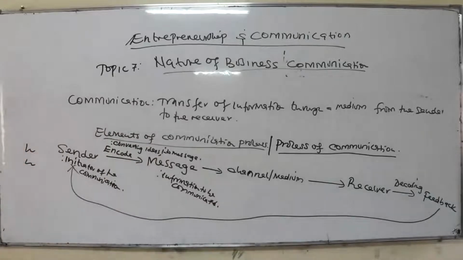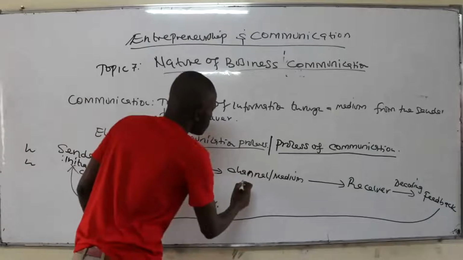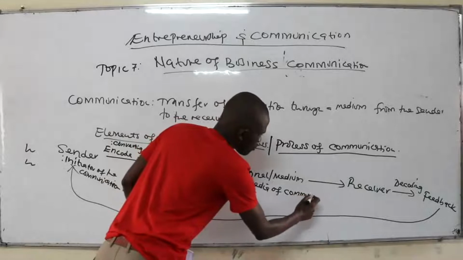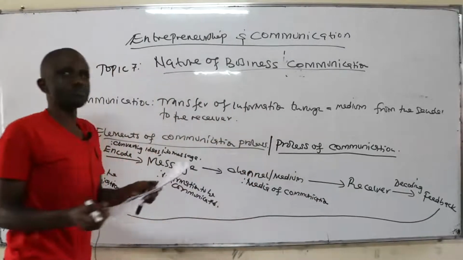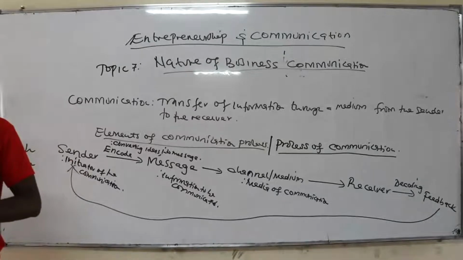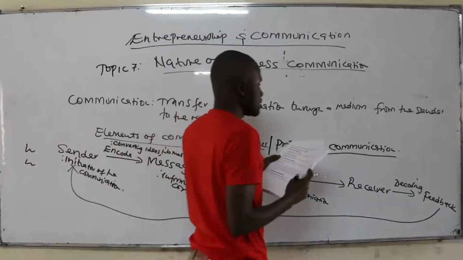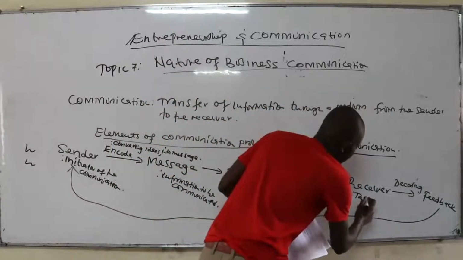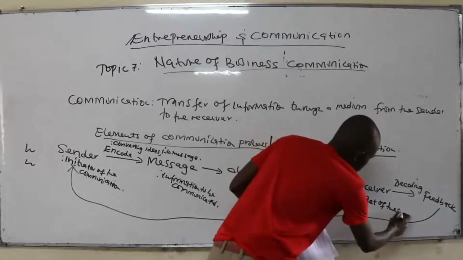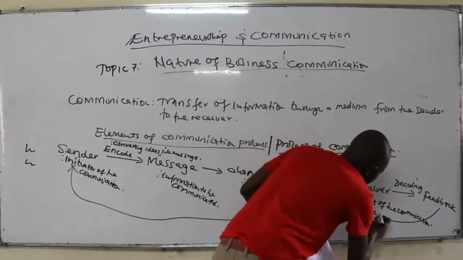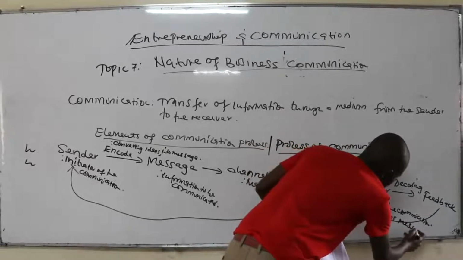And then we move to the channel. And what is a channel? The channel is the medium of communication, the media of communication. And who is the receiver? The receiver is the target of the communication process. He's the one who decodes. He decodes the information. He decodes the message.